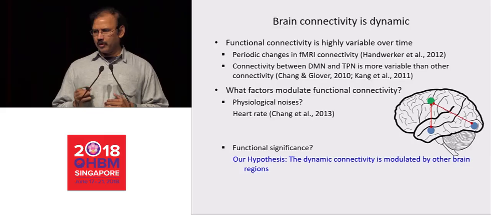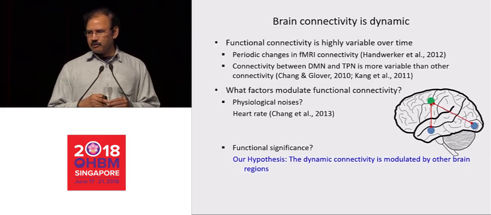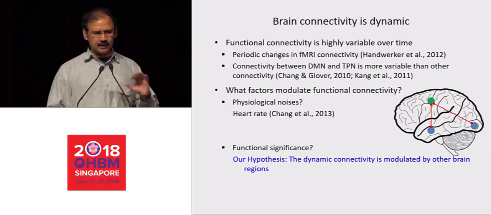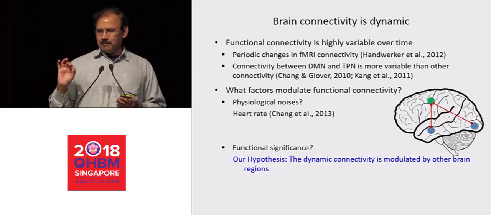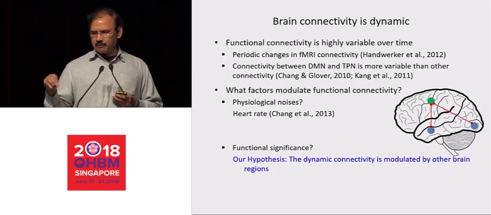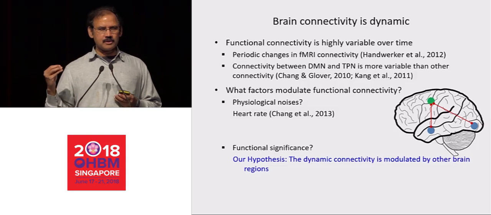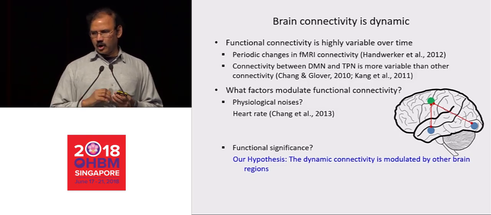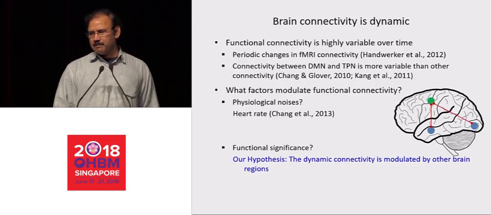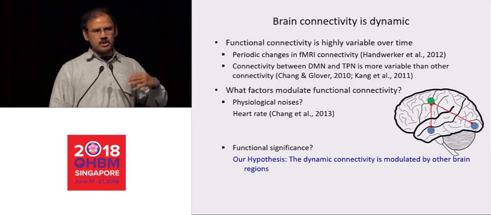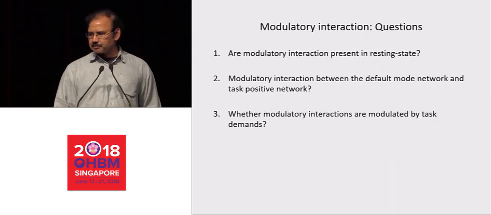The next thing we wanted to look at is dynamic functional connectivity. So I have about 3 minutes. Although a number of causes have been given for what causes functional connectivity, like physiological noise or heart rate, our hypothesis is that in addition to these parameters, maybe dynamic functional connectivity is caused by a third region which modulates the interaction between two regions.